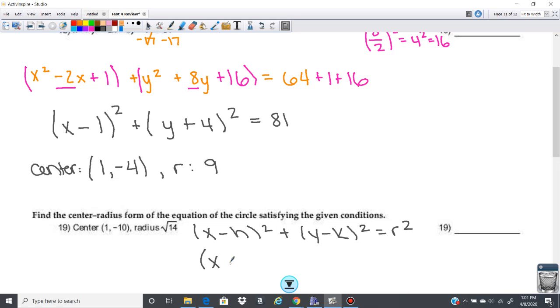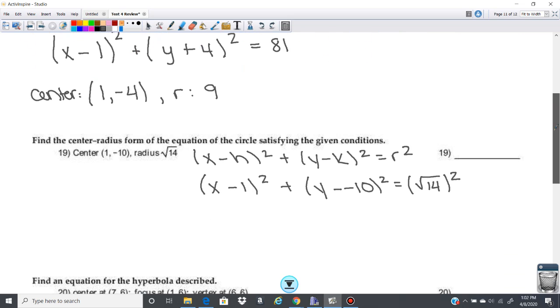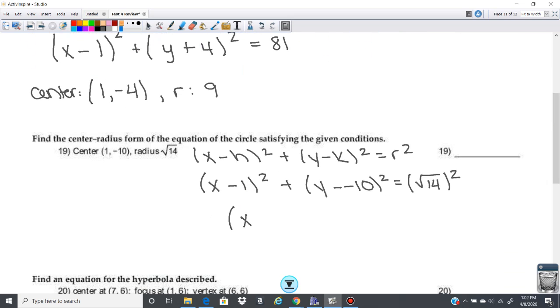So x minus 1 squared plus y minus -10 squared equals square root of 14 squared. Then if I simplify that, this is going to become x minus 1 squared plus y plus 10. So this minus minus turns into a plus. And then the square root and the square cancel each other out. So that's just equals 14. So this is your answer here to number 19.